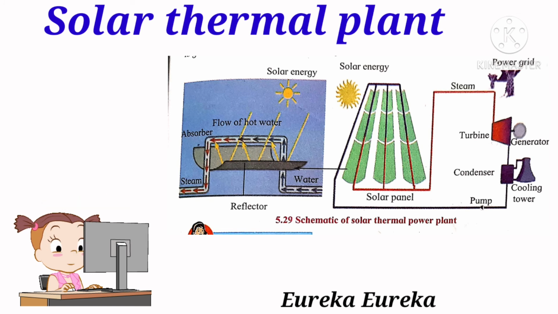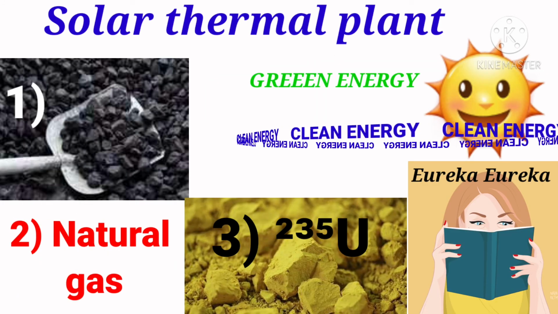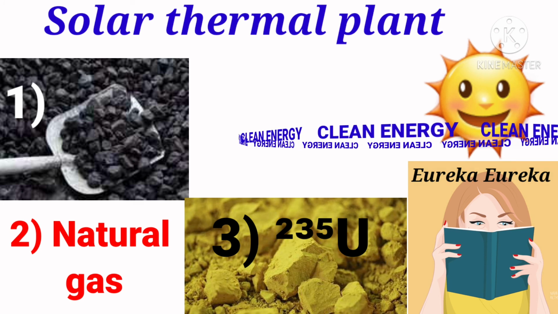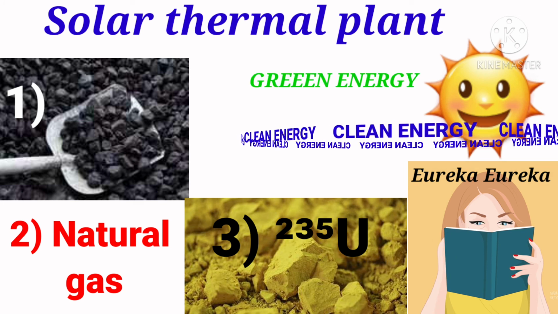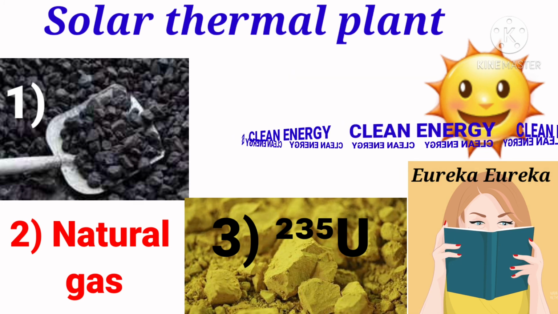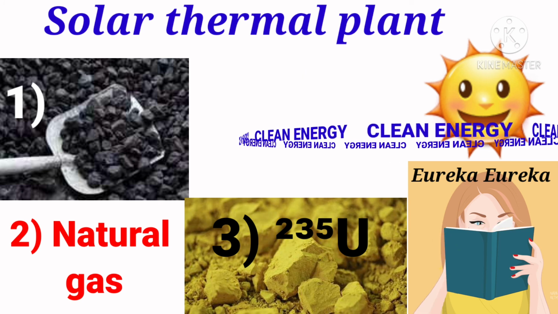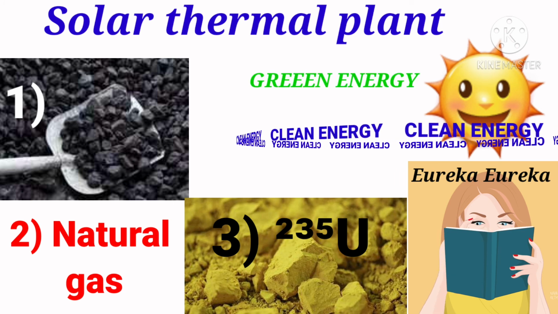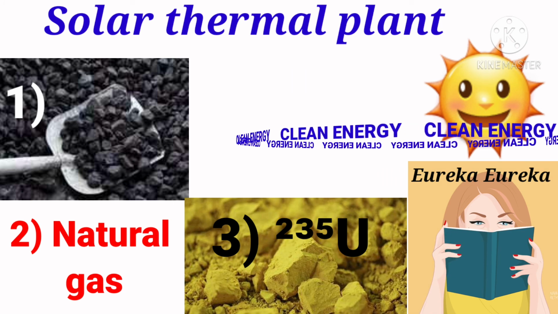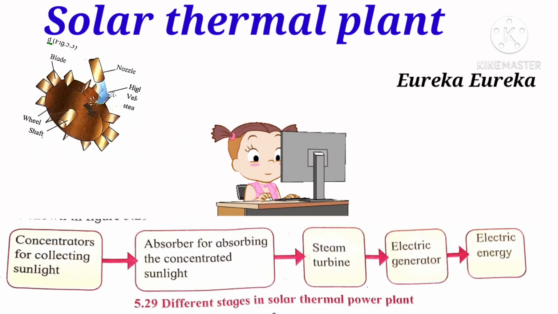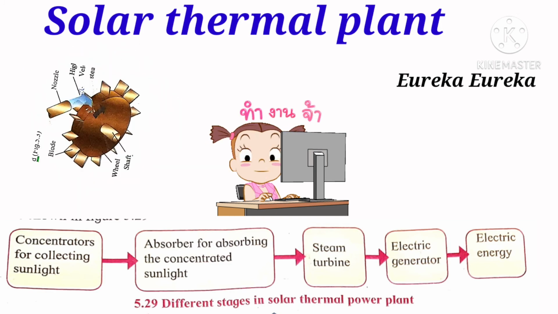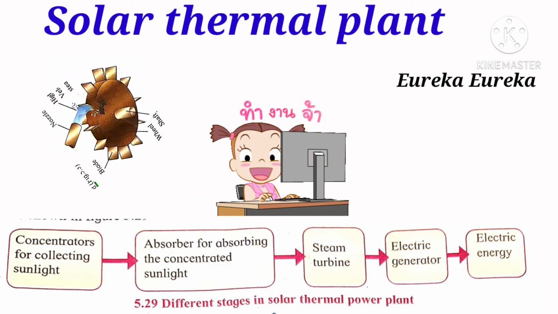And now we are going to discuss solar thermal plant. We have already studied that thermal energy is generated from coal and nuclear fuel, and it is used to generate electricity. In the same manner, thermal energy can also be generated from solar radiation, and it can be used for electricity production. Figure 5.29 shows different stages in solar thermal power plant.